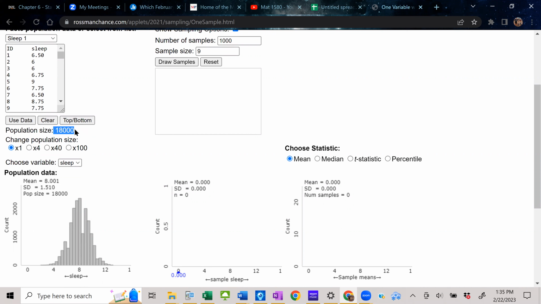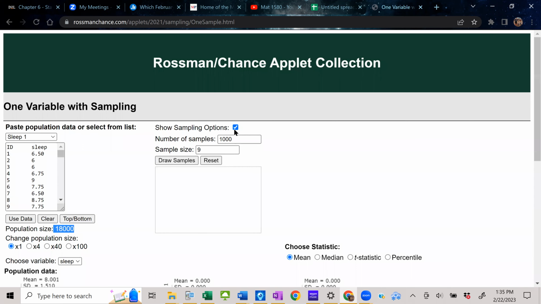We're going to take a sample of size 9 from this population. So at random, we're going to draw out 9 individuals and look and see how long they slept, and then from there, calculate the average. And then we're going to repeat that 1,000 times. So you should check this little box here. It says show sampling options. Type in 1,000 samples of size 9.